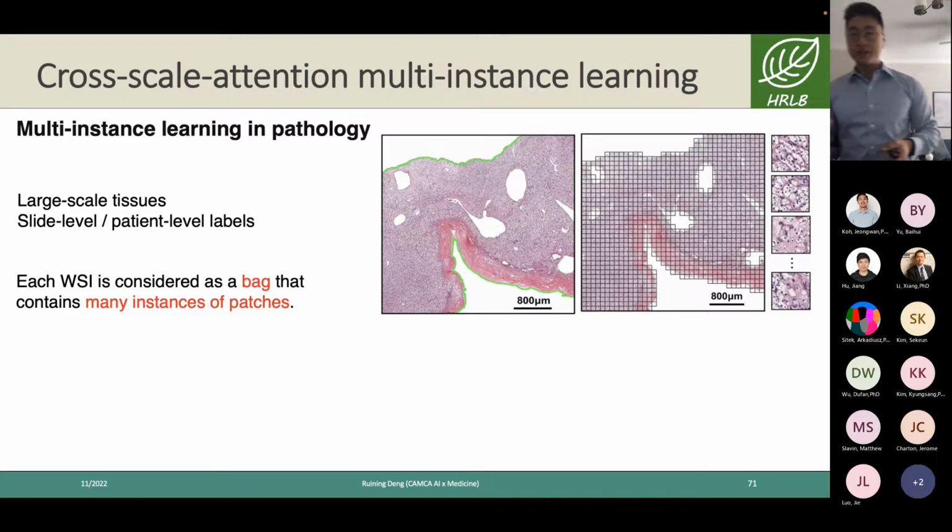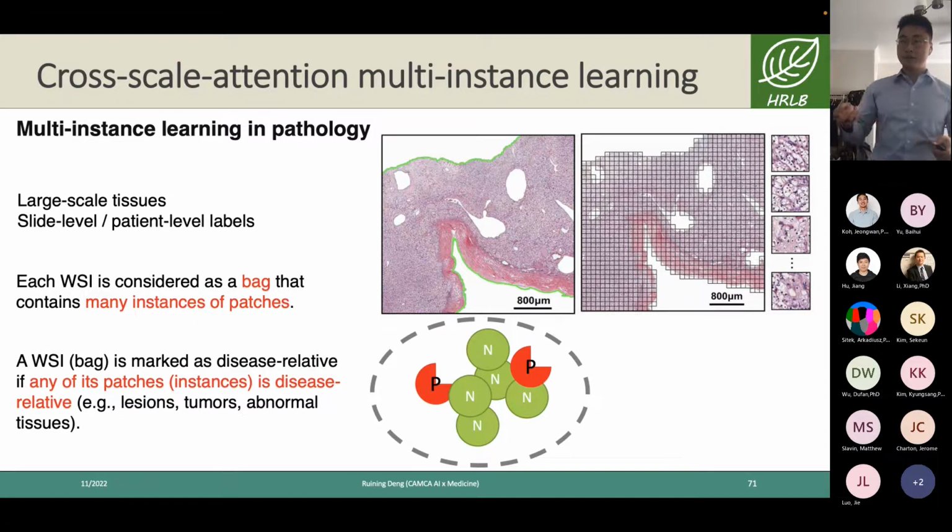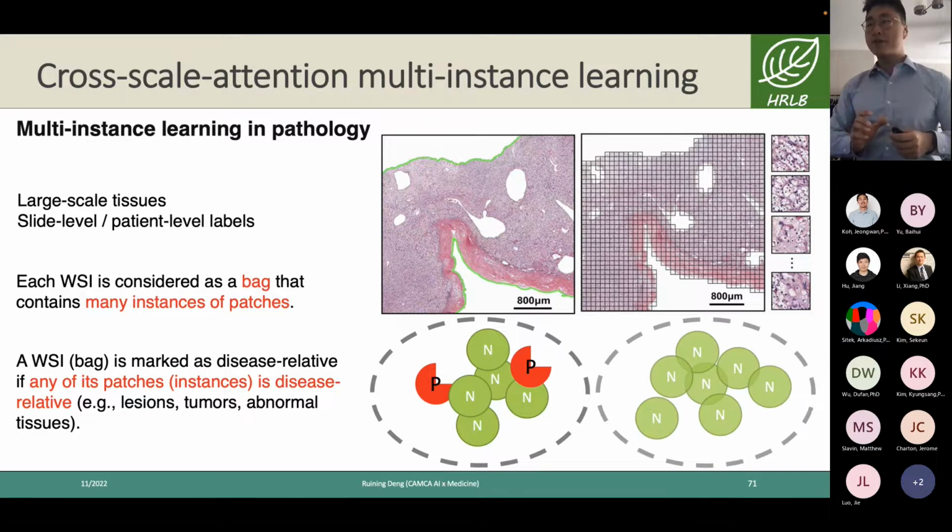Therefore, there is a very big community called multi-instance learning in computer vision, which means each whole slide image is considered as a bag that contains many instances of patches captured from the whole slide image. For example, if here is a bag with several patches, and any of its patches is disease-related, which are the positive patches with the red color, we mark this bag as positive. However, if all of the patches are negative, we mark this bag as negative.